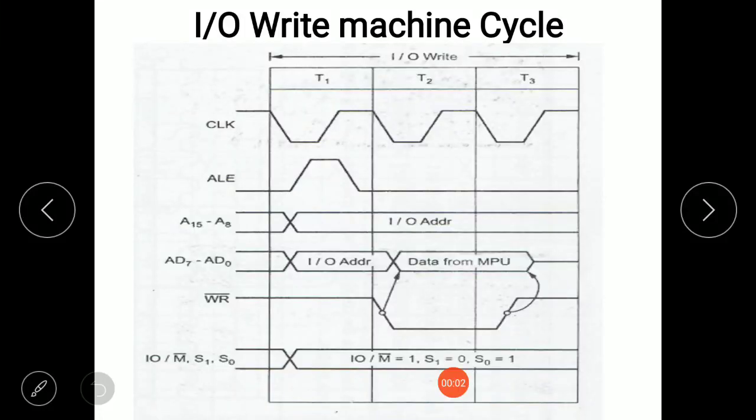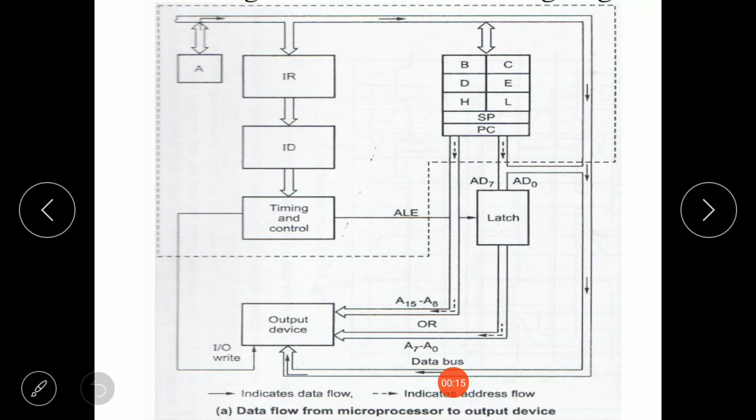In this lecture, I'll be discussing the input-output write machine cycle. In an input-output write machine cycle, the CPU sends data from the accumulator to an input-output port or input-output device. How does it do this? The microprocessor first sends the 16-bit address to the input-output port through the address bus and address data bus. Since the address data bus works in time multiplex mode, it needs a latch for demultiplexing.